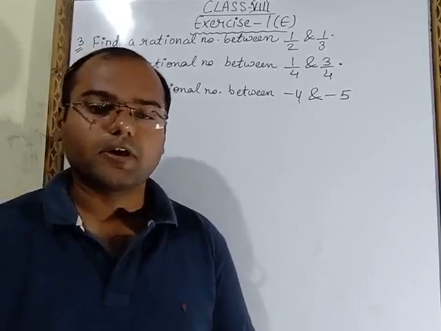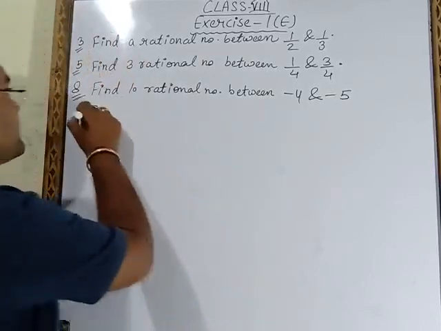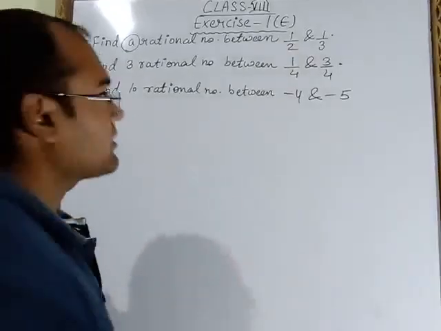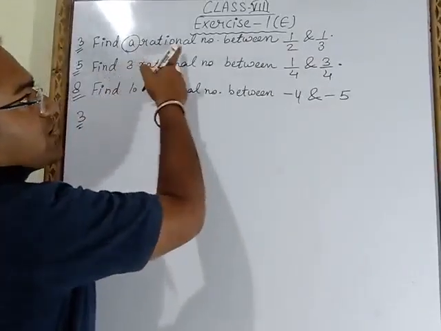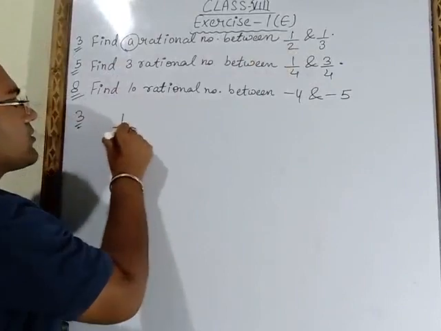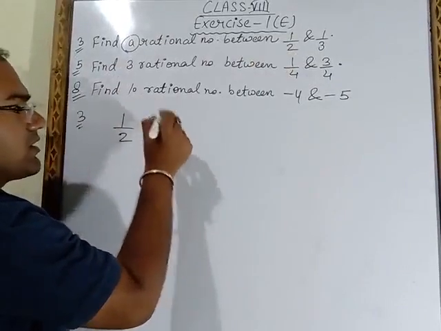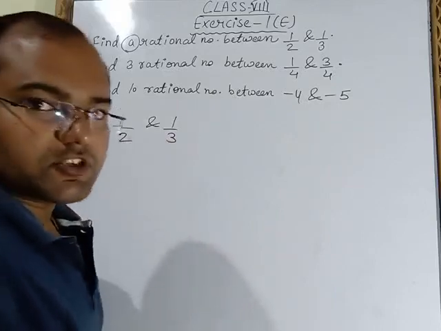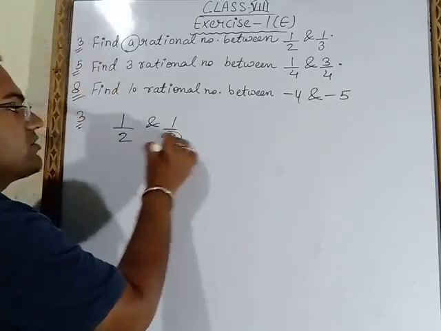Now see question number 3. The third question is: find a rational number. A means 1. We have to find one rational number between 1 upon 2 and 1 upon 3. So we have to write one rational number between these two numbers. First of all, what you have to do? First of all you have to make these denominators the same.